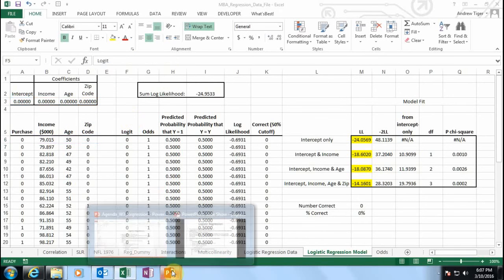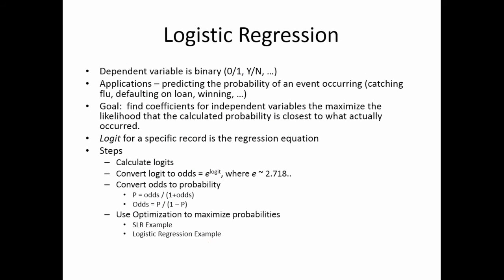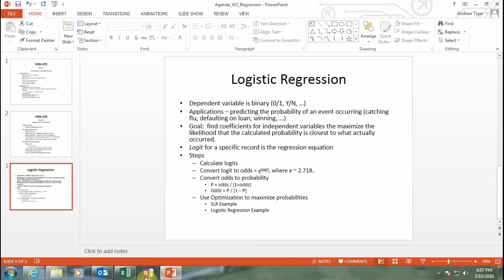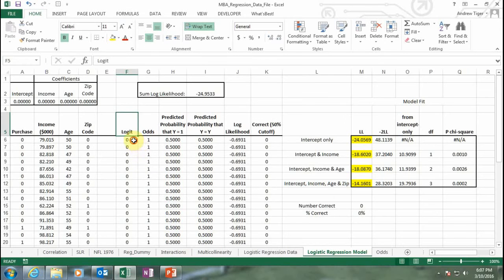So remember the steps is that we have to convert logits to odds. So how do I do that in Excel? I took this logit, which is evaluated to 0 because it's 0 plus 0 times a number plus 0 times a number plus 0 times a number. Well, that's all 0. So how do I take that and convert that to an odds?